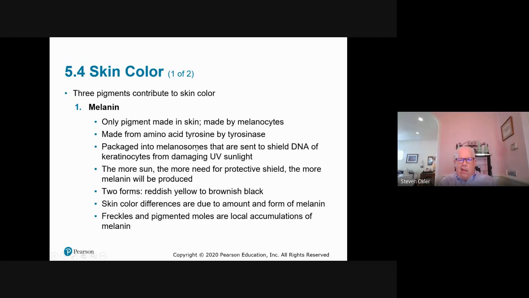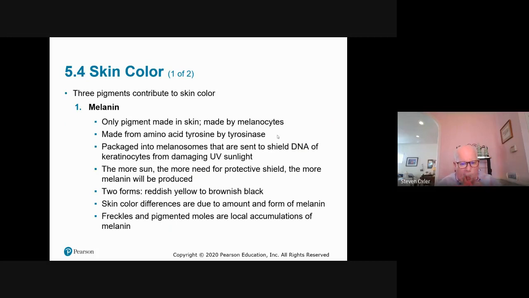The melanin that's made by the melanocytes is packaged into melanosomes, sent to the majority of the cells of the epidermis, which are keratinocytes, and that melanin shields the DNA of the keratinocyte from damaging ultraviolet light. Obviously, the more sun there is, the more protection you need, and melanocytes make it.